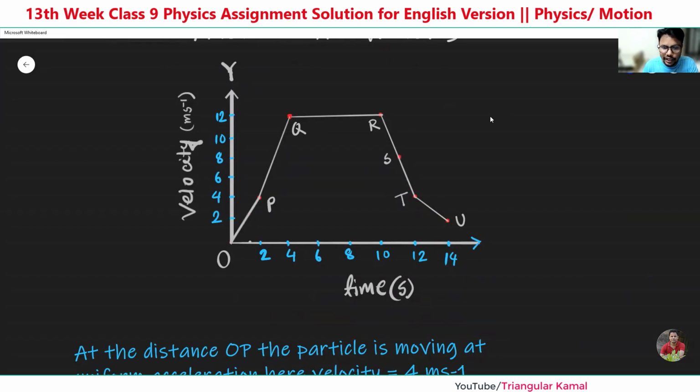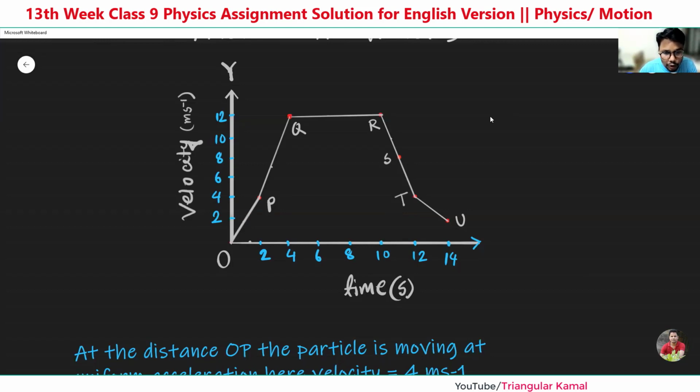Okay, first we can see the figure here. O to P, the velocity is given here as 2, 4, 6, 8, 10, 12. The time changes are given as 2, 4, 6, 8 seconds. There are distances OP, PQ, QR, RS, ST, and TU. So that is 1, 2, 3, 4, 5, 6, six steps you have to explain one by one. Okay, let's review the first step.